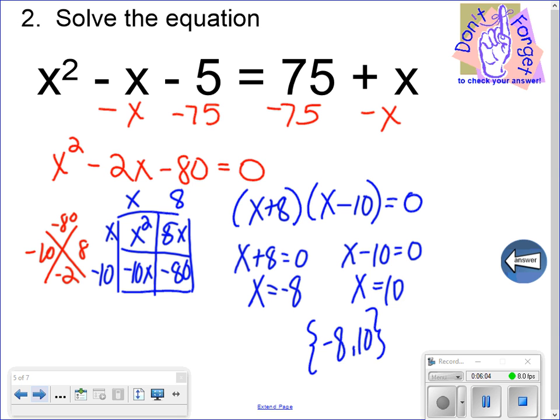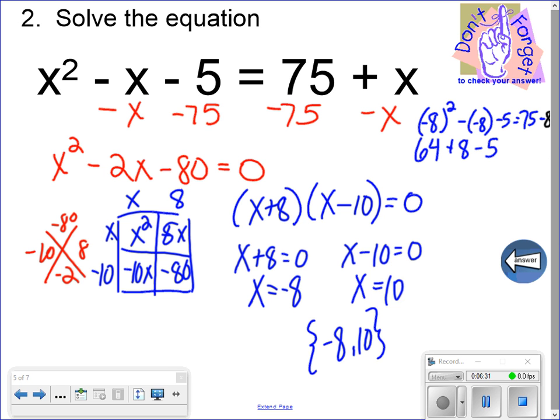Now don't forget to go back and check your equation. You want to plug it back into the original one. So again, we'll take negative 8, we'll plug it back into the original equation. So it's negative 8 squared minus negative 8 minus 5 equals 75 minus 8. Okay, so negative 8 squared, that's positive 64, minus negative 8, which is plus 8, minus 5.